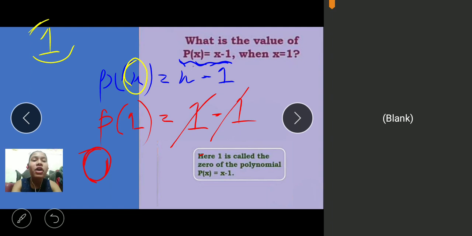So we are seeing that here 1 is called the 0 of the polynomial, because we are putting 1 as the x, and when we put it in the variable x we are getting 0. So we can see that here 1 is the 0 of the polynomial. Easy peasy, lemon squeezy, very easy.